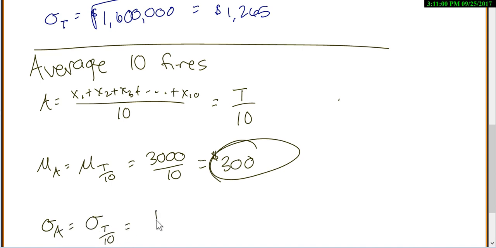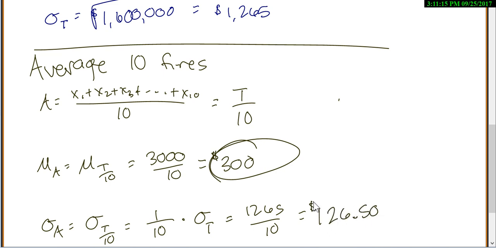Now the standard deviation for the average is the standard deviation of the total over 10. And that dividing by 10 means you can just bring that out. So it will be 1 over 10 times the standard deviation of the total. Standard deviation of the total is 1,265. Divide that by 10, and you get $126.50 as your standard deviation for the average. Now you can go ahead and do this exact same process for 12 fires.